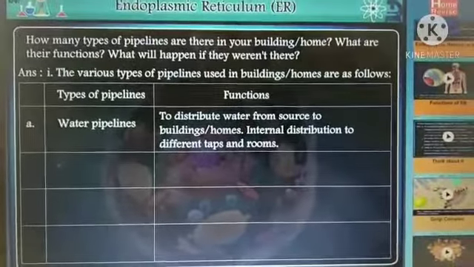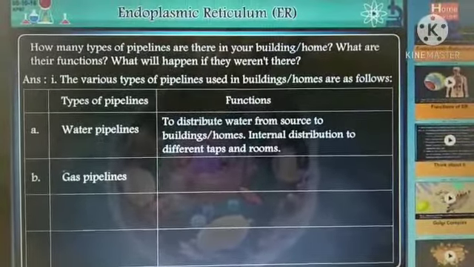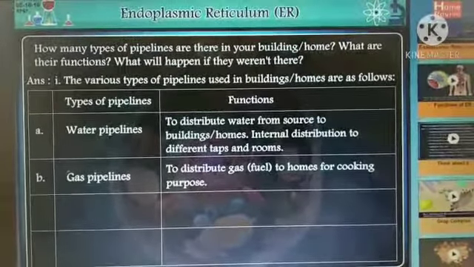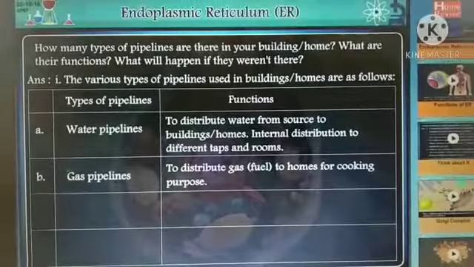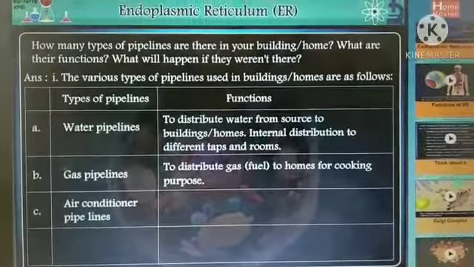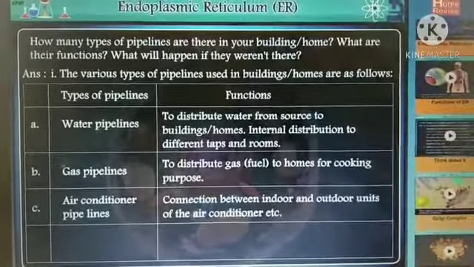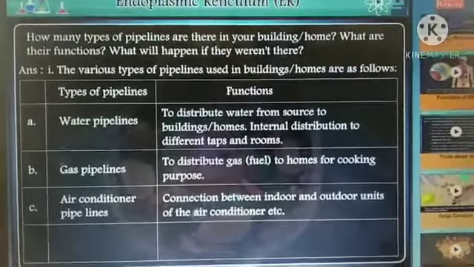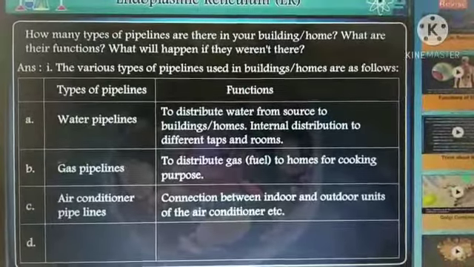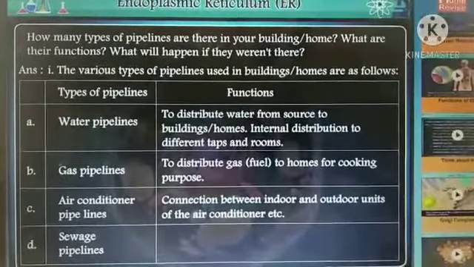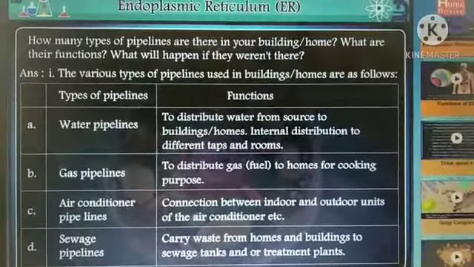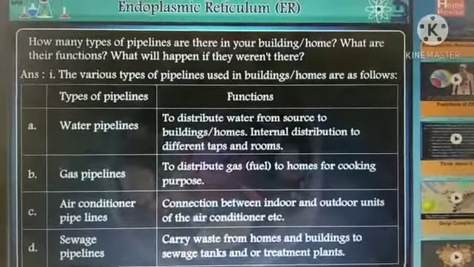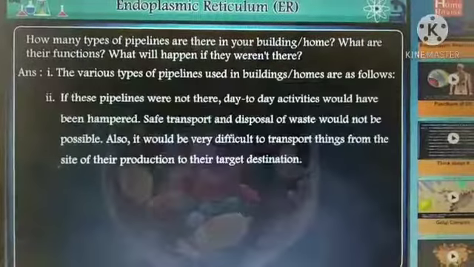The various types of pipelines used in buildings and homes are as follows. Water pipelines to distribute water from the source to the building or home, and internal distribution to different taps and rooms. Gas pipelines to distribute gas to homes for cooking purposes. Next is air conditioner pipelines, the connection between indoor and outdoor units of the air conditioner, etc. Sewage pipelines carry waste from homes and buildings to sewage tanks and or treatment plants.